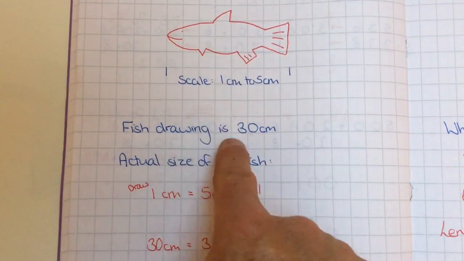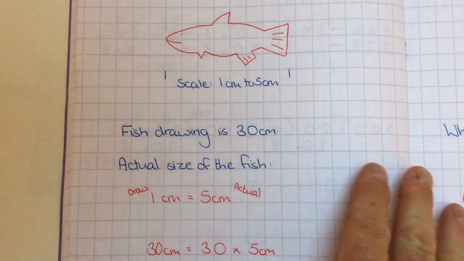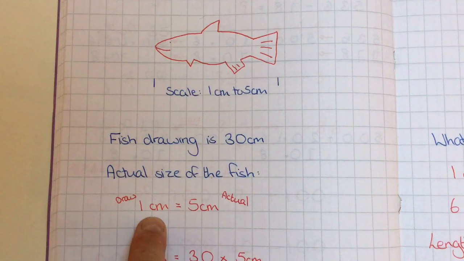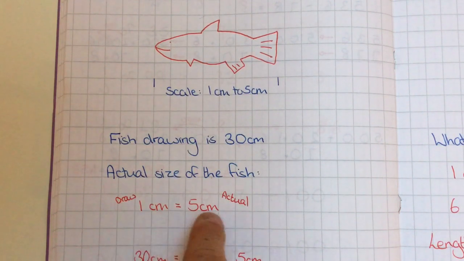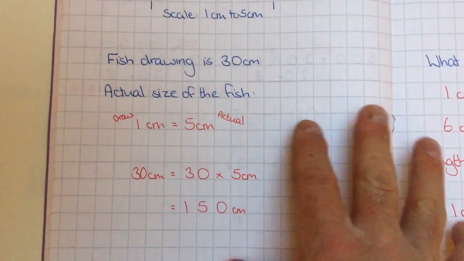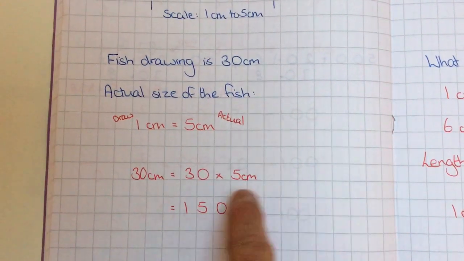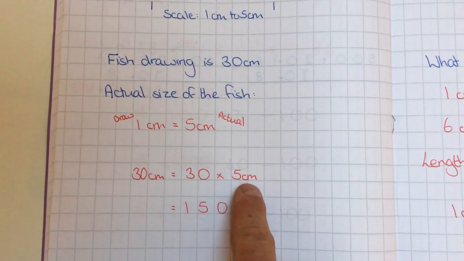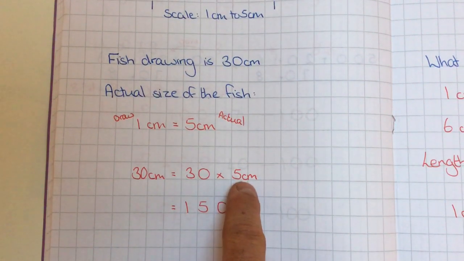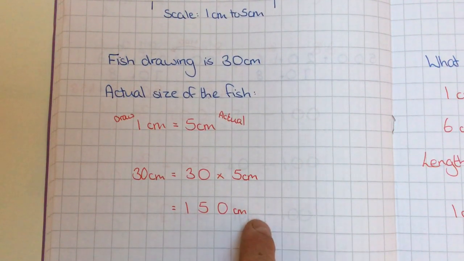In real life, for every one of those centimetres, it'll be worth 5 centimetres in real life. So let's take a look at the actual size of the fish. For every 1 centimetre on the diagram, it's going to be 5 centimetres in real life, or actual life. So the fish is 30 centimetres from its nose to its fin, and for every centimetre I've got to multiply it by 5 to get the real life length. So it's 30 centimetres times 5. The real life size of this fish is 150 centimetres.